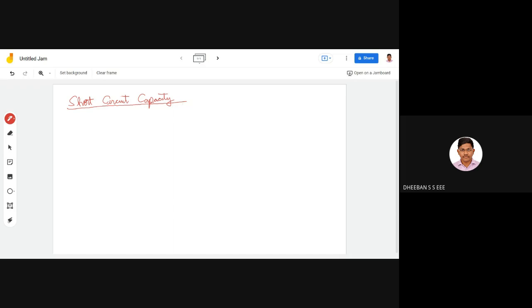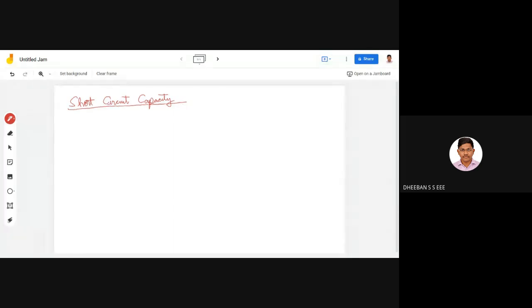Greetings, students. In today's lecture, we will be dealing with short circuit capacity, and another method we'll be seeing with respect to short circuit fault. In the last lecture, we covered the formation of the Z bus. Using the Z bus, you can carry out the fault analysis. It is one of the methods.